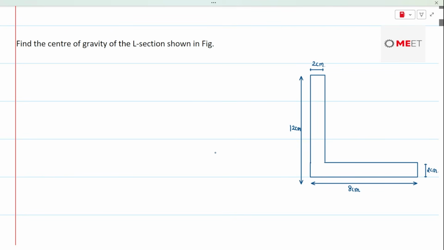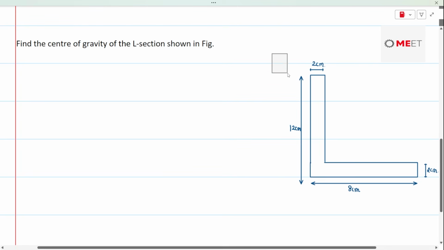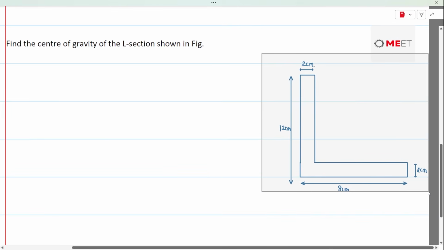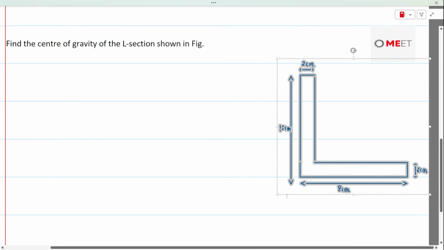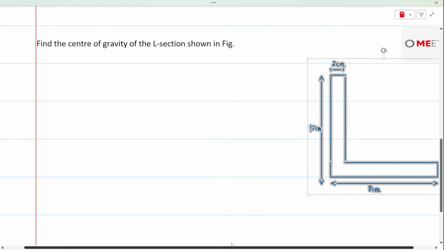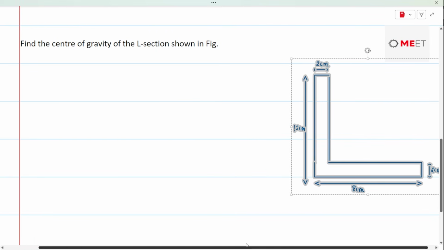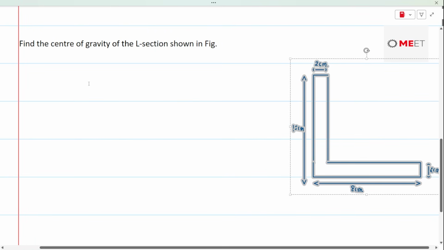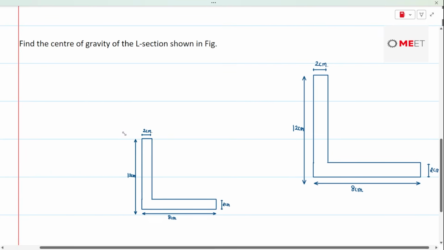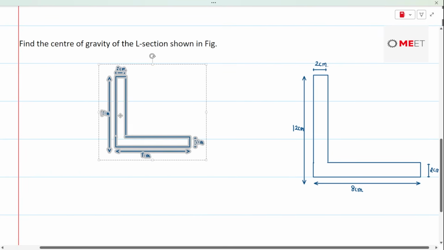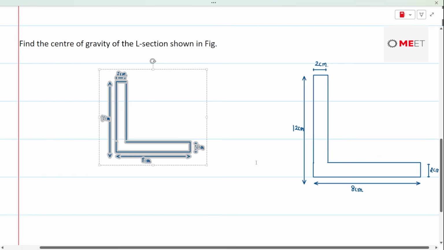The question says to compute the center of gravity for the L section. Here the L section is composed of two rectangles, and it does not have symmetry about the X or Y axis. So if that is the case, then both the X and Y centroidal coordinates can be determined for this situation.